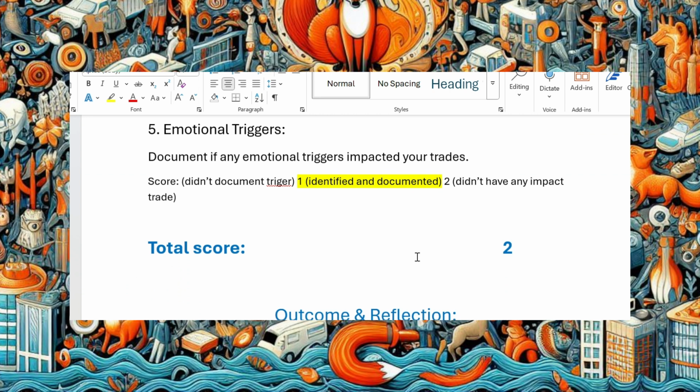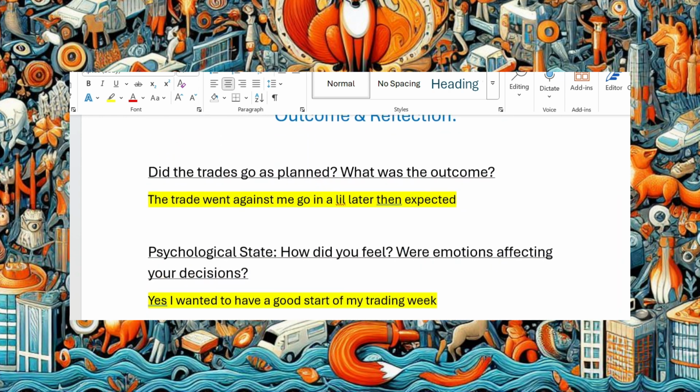Emotional triggers. Document if any emotional triggers impacted your trades. Identify it and document it. That was that. I felt like the trade, I'm like, dang, the trade going against me. I didn't get in, so I'm going to try to get something. And that was the two.